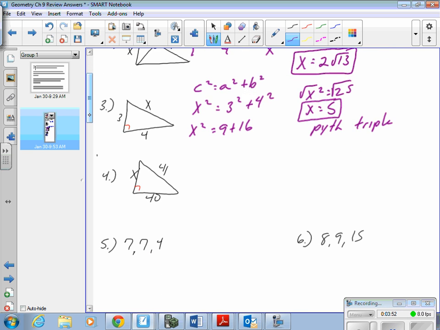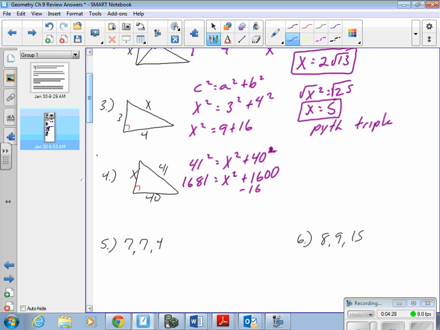So then number 4, once again, we're going to use the Pythagorean theorem, but in this case, the x is on one of the legs. So we're going to start out with 41 squared, 41 being the hypotenuse, is going to equal x squared plus 40 squared. And so when we square 41, we get 1681. It's going to equal x squared plus 40 squared, which is 1600.